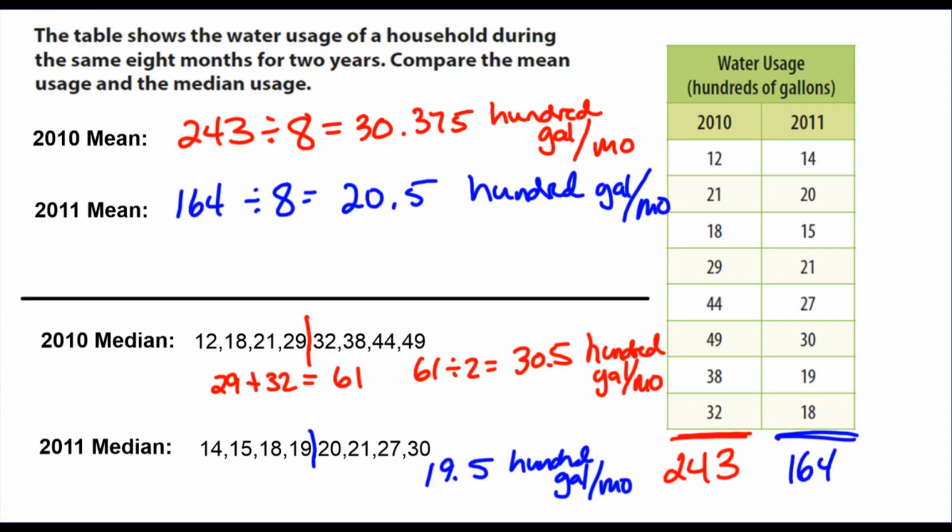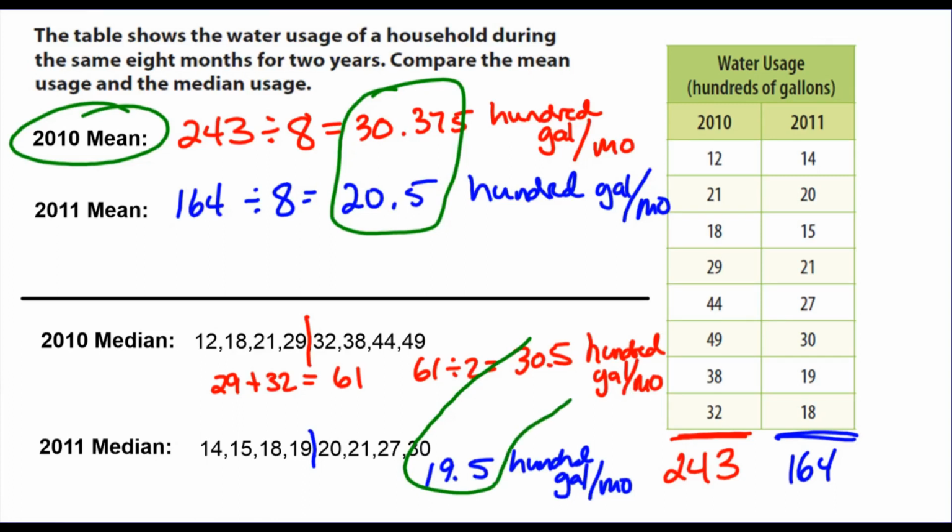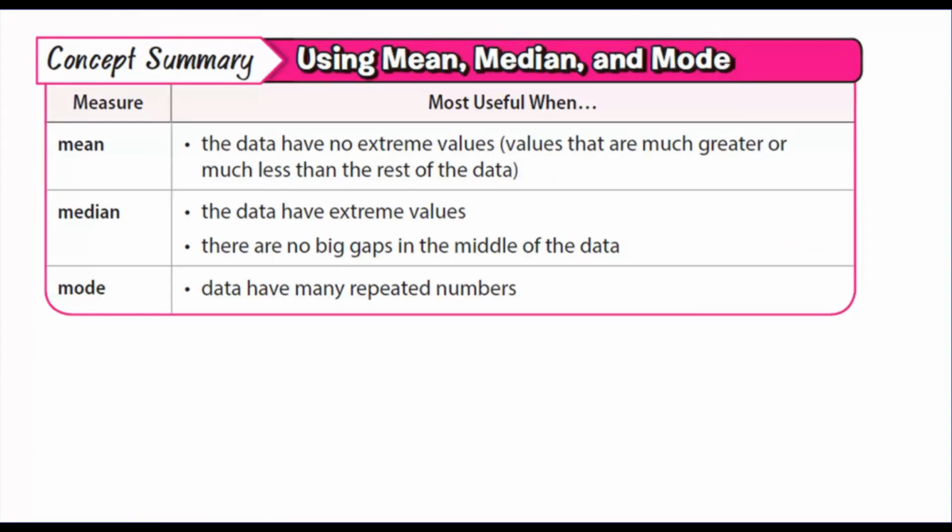So now I can compare these two water usages for the 2 years. Looking at the means, we can see that there was more water usage per month in 2010 typically. And when we compare the medians, there was also more water usage in 2010 typically. So we could conclude that typically there was more water usage in this household in 2010 than there was in 2011. So how do we know when to use the mean, the median, and the mode?